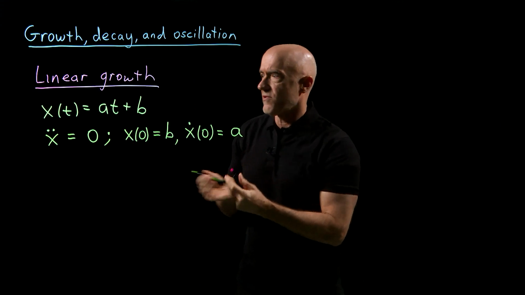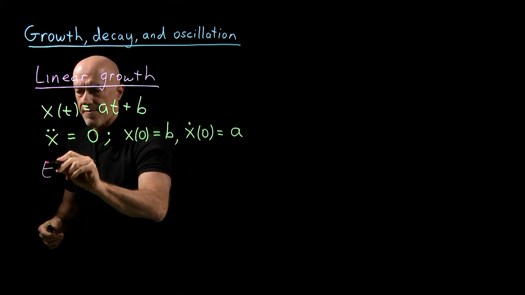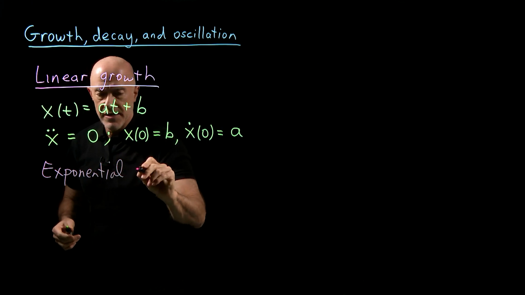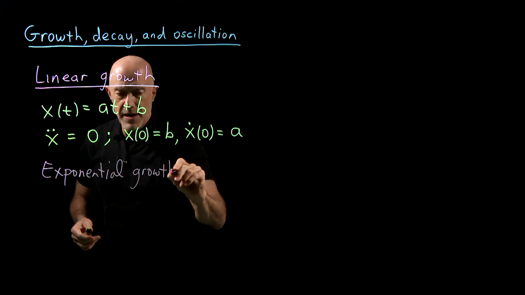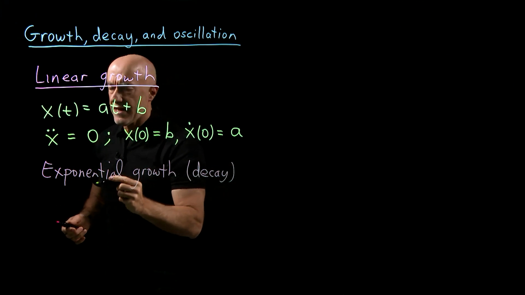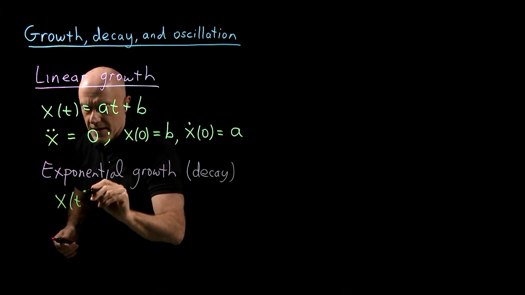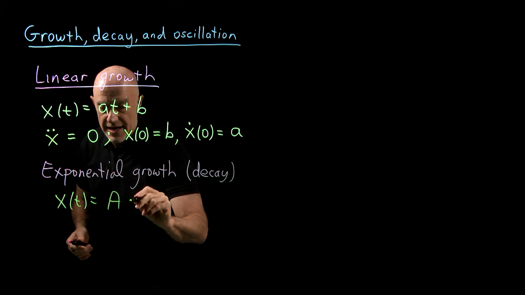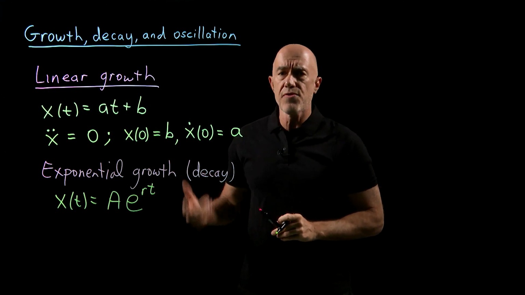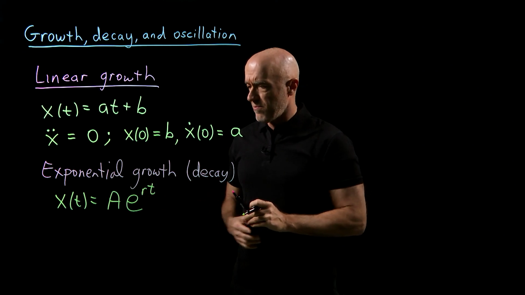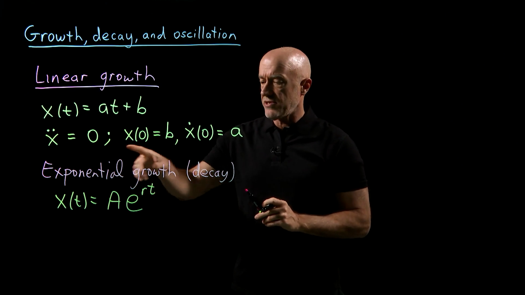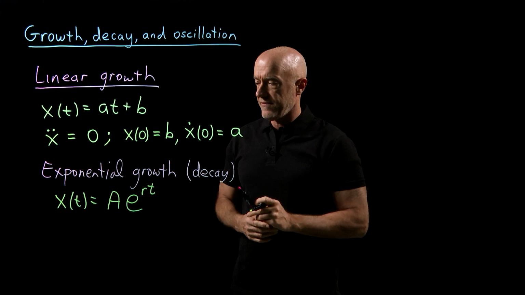A stronger type of growth is called exponential growth. So that's when x grows exponentially. But we can also consider the case of exponential decay. In that case, our form for x of t is a constant, I'll call it capital A, times e to the rt. R is often called the growth rate of the system. So this is exponential growth when r is positive, and it's exponential decay when r is negative.